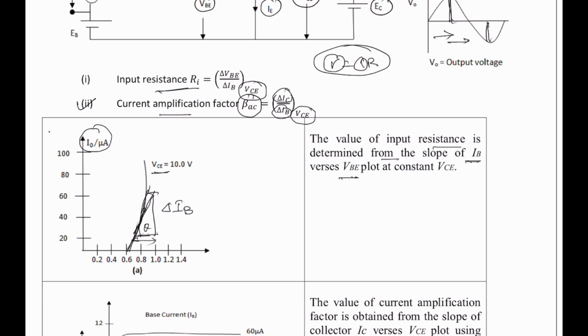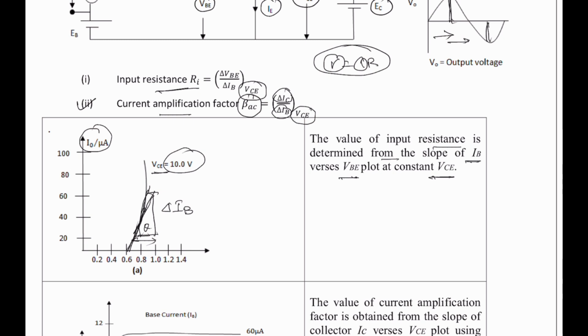So this is the base emitter voltage. From the slope of this graph, we find that at a constant collector emitter voltage, when the collector emitter voltage is kept constant at 10 volt, we can find out this ratio through this slope, correct?